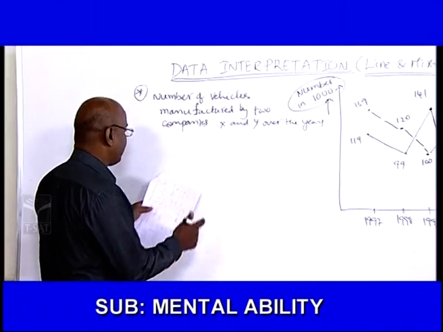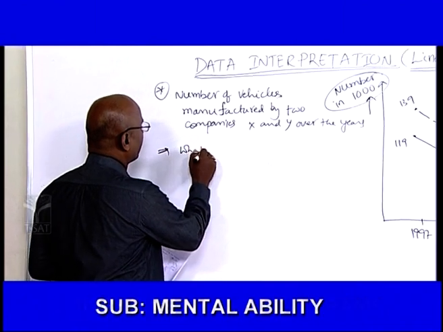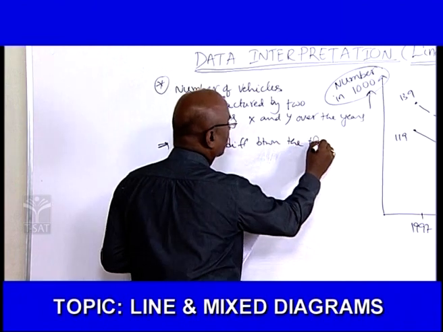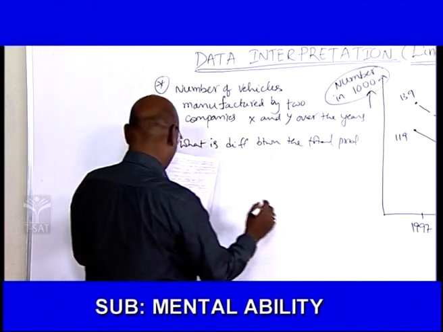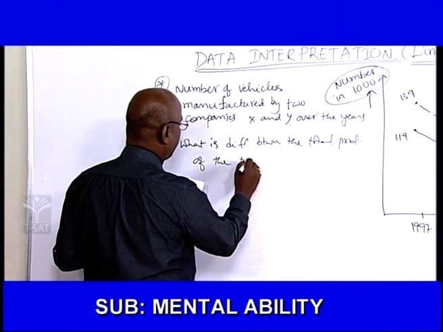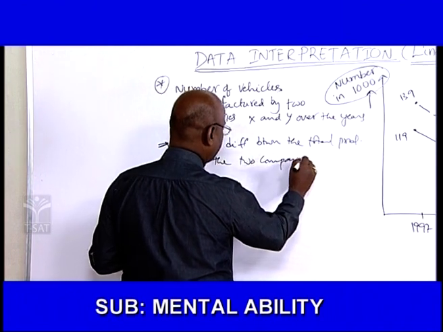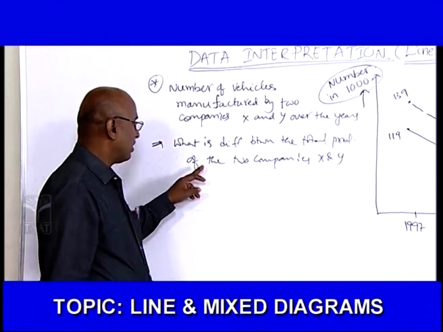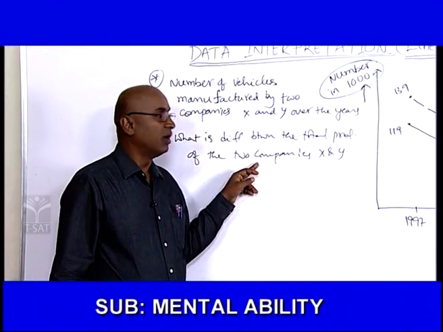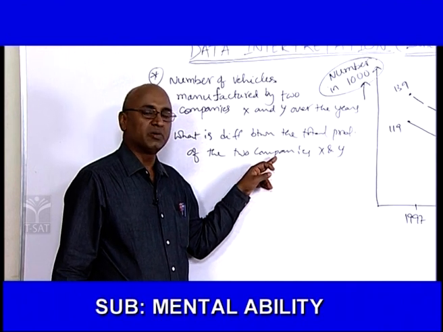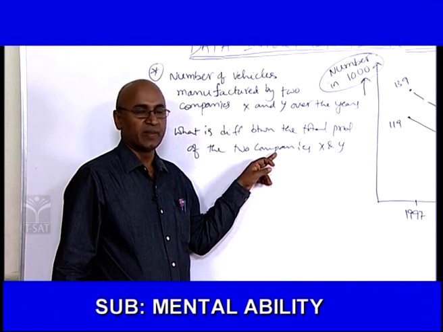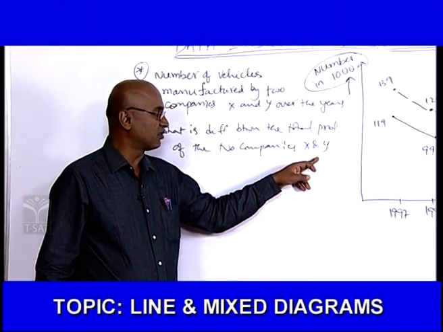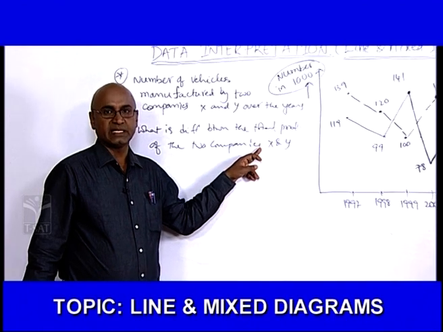What is the difference between the total production of the companies, of the two companies X and Y in the given years? So he is asking what is the difference between the productions of X and Y in all the given years. How many vehicles did company X produce, how many vehicles did company Y produce, and what is the difference between the two.